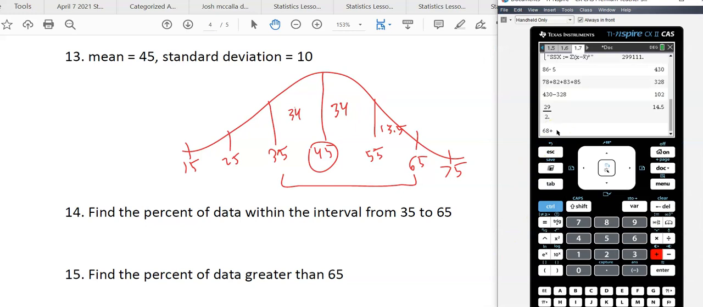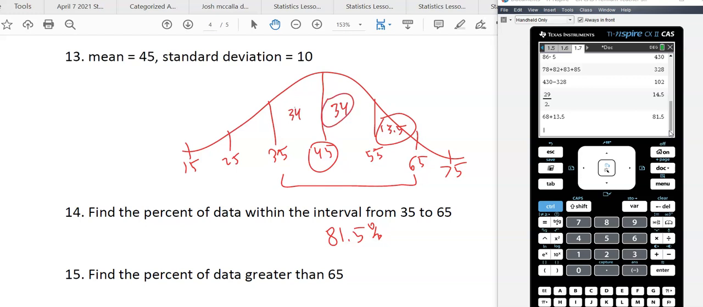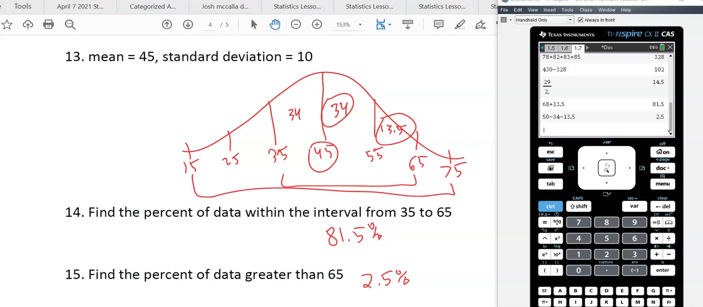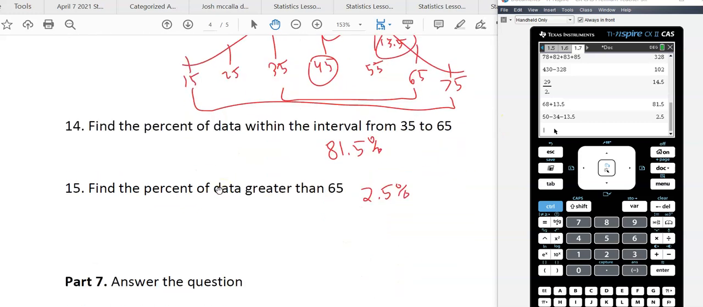68 plus 13.5, 81.5. Greater than 65. So you could do this plus this and subtract that from 50%. So 50 minus 34 minus 13.5 is 2.5. We know also that 99.7% of the data is between those two. You could use that information if you needed to.